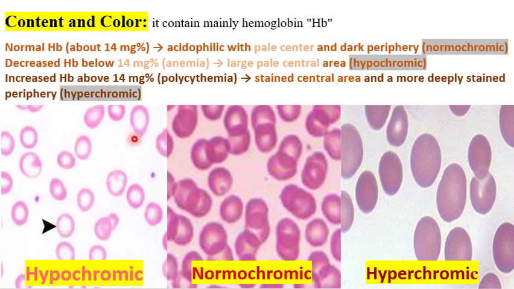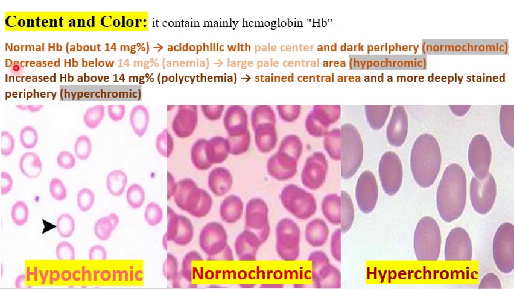Normally, hemoglobin is about 14 milligram. It will be acidophilic with a pale center and dark periphery, like that. This is the RBC, an acidophilic cell with a pale center and dark periphery. This is called the normochromic cell, which is the normal RBC with normal content of hemoglobin.